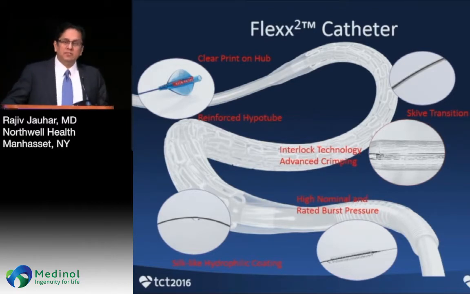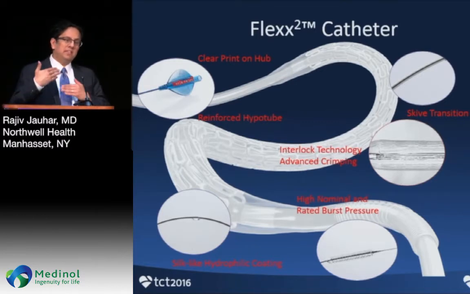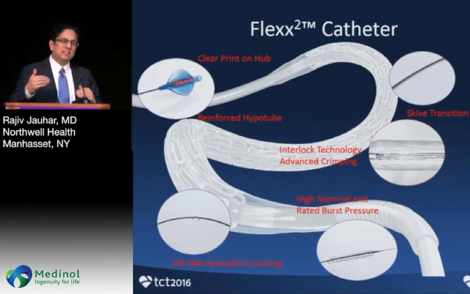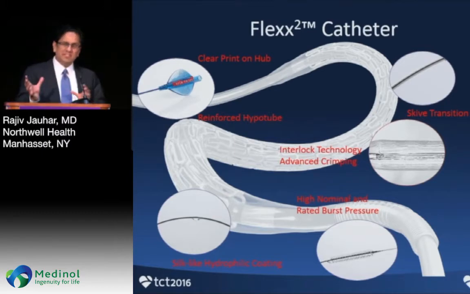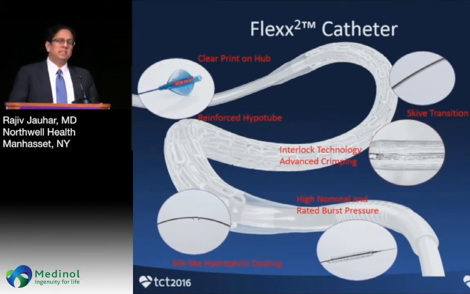How many times have we done an angiogram, an angioplasty, where you're pushing, and then the transition between the proximal and the distal part of the tube kinks because it's at the weakest point, and then you have to take the whole thing out and start all over again. Well, with the Flexx² catheter, with the reinforced hypotube, with its transition element, and its silk-like hydrophilic coating, the deliverability of the stent and the translation of the push to the stent is of paramount importance.